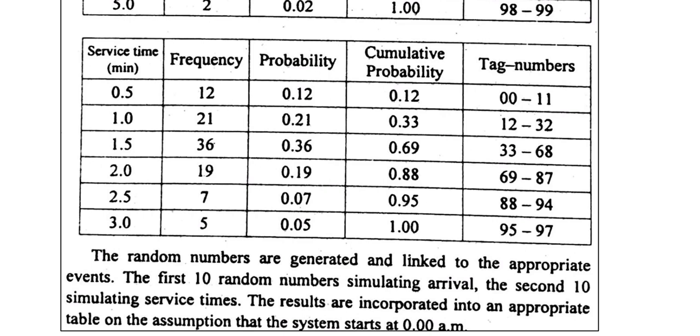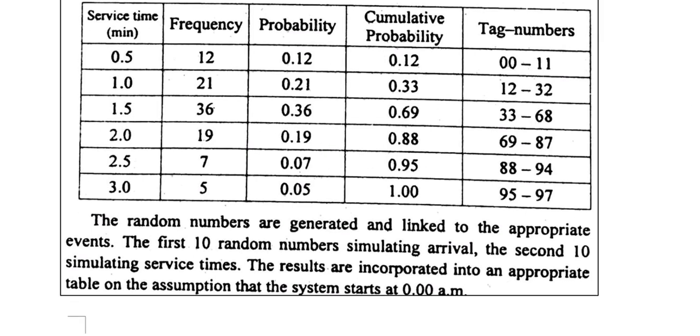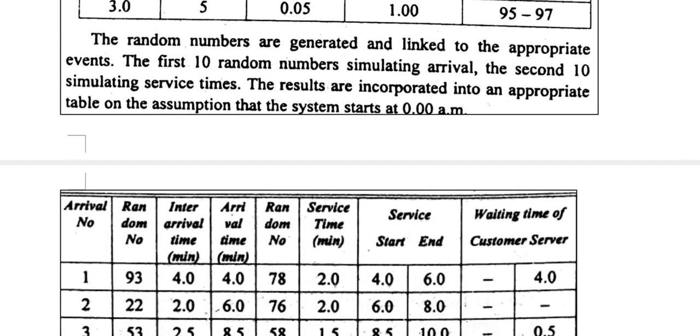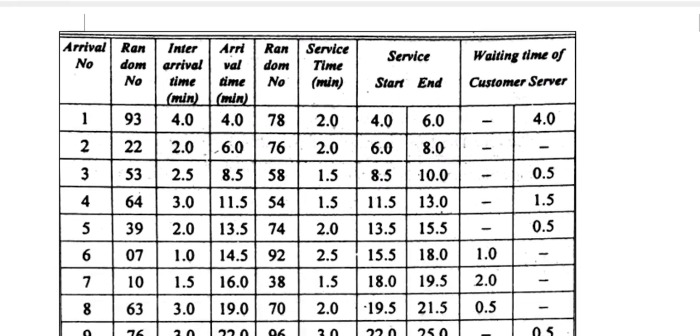The tag numbers are 00 to 11, 12 to 32, 33 to 68, 69 to 87, 88 to 94, and 95 to 97. The random numbers are generated and linked to the appropriate events. The first 10 random numbers simulate arrival, and the second 10 simulate service time. Using the arrival time and service time, the service start time and end time can be calculated. Each service takes about 2 minutes.